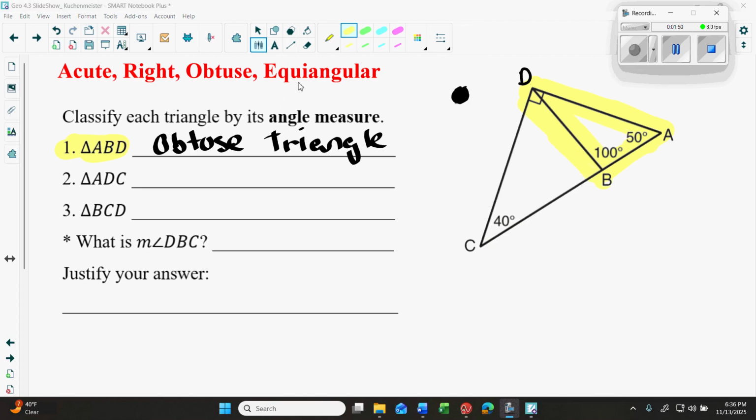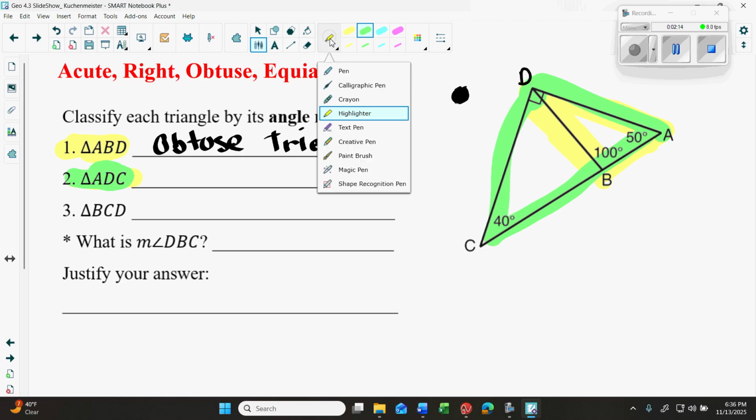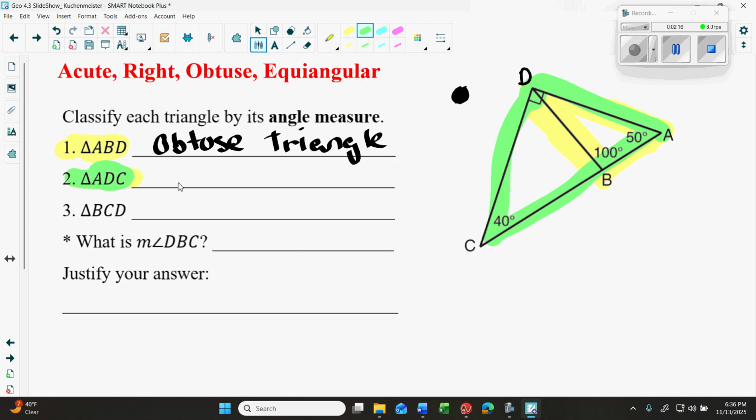All right, let's move on to triangle ADC. Triangle ADC is this whole triangle here. It's kind of hard to see in the diagram, but you do have a right angle mark for angle ADC. So this angle right here is a right angle, which makes life easy. It is a right triangle.